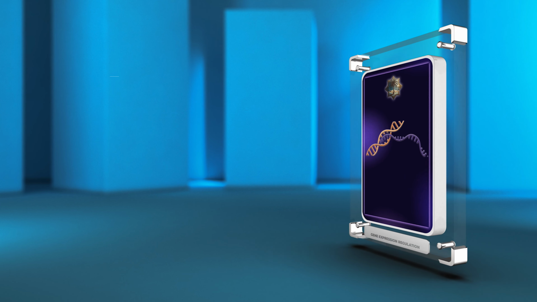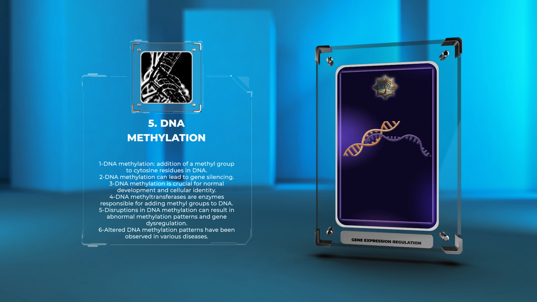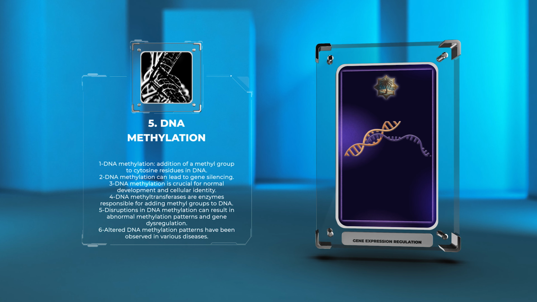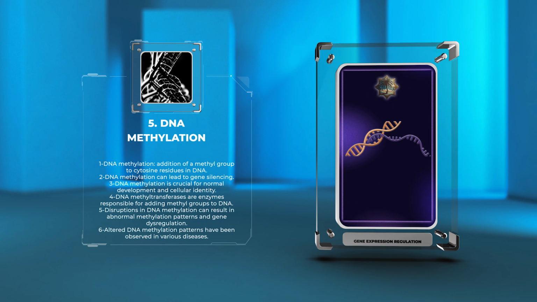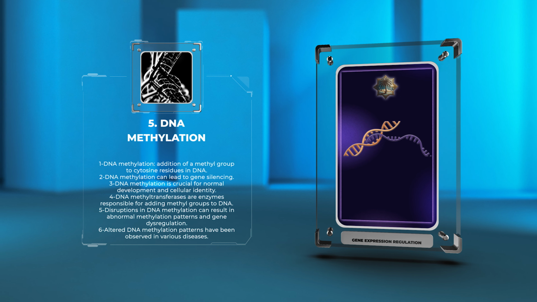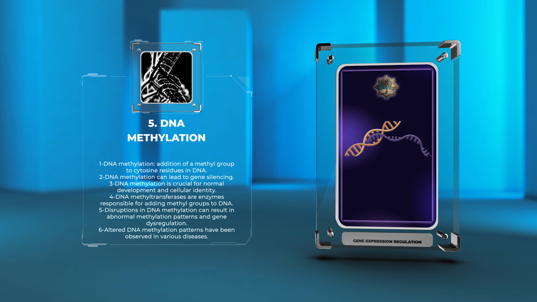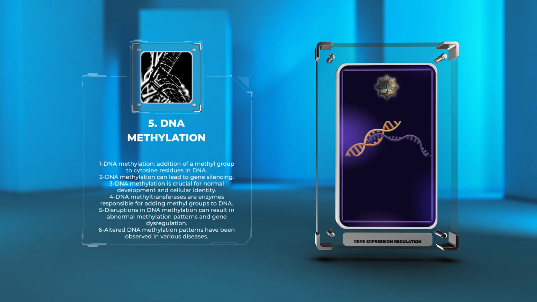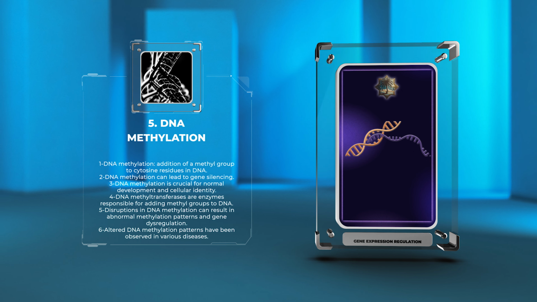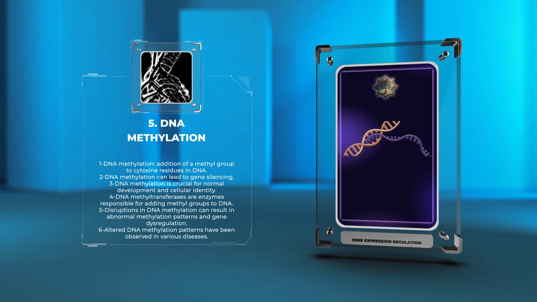DNA methylation involves the addition of a methyl group to cytosine residues in DNA, typically occurring at CpG dinucleotides. This epigenetic modification can lead to gene silencing and is crucial for normal development and cellular identity. DNA methyltransferases are enzymes responsible for adding methyl groups to DNA, and disruptions in their activity can result in abnormal methylation patterns and gene dysregulation. Altered DNA methylation patterns have been observed in various diseases, including imprinting disorders, neurodevelopmental disorders, and cancer.